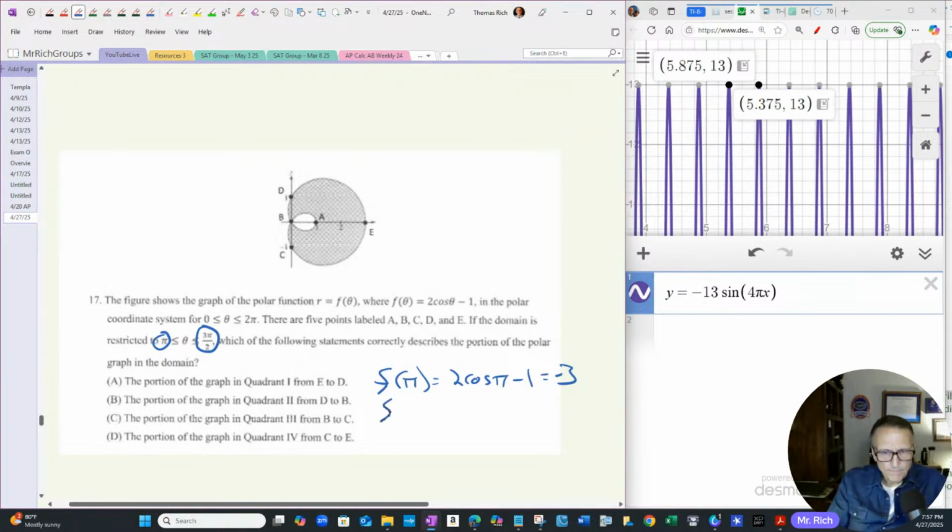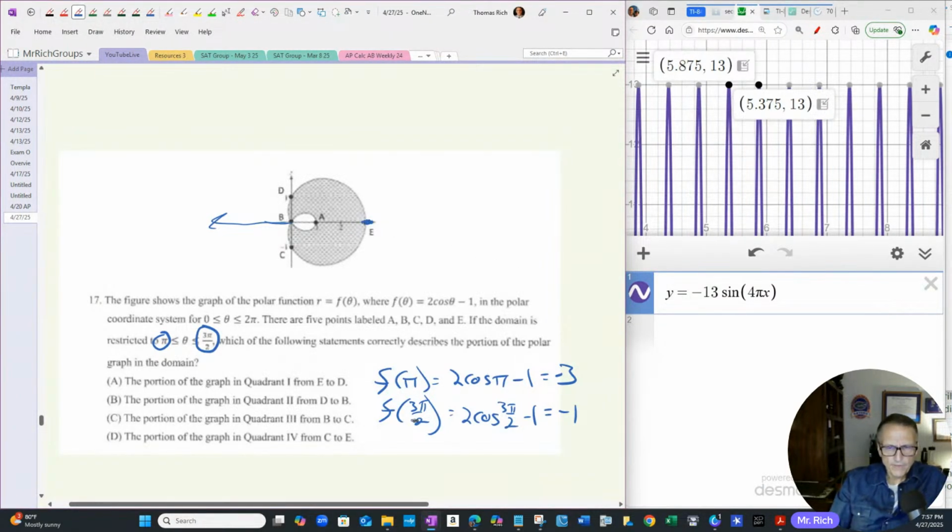And then, what is 3 pi over 2? That would be 2 cosine 3 pi over 2 minus 1. Cosine of 3 pi over 2 is 0, so that's going to be a -1. So let's plot those 2 points. When I'm at pi pointing in this direction, it would be -3. So I'd be over here at point E.